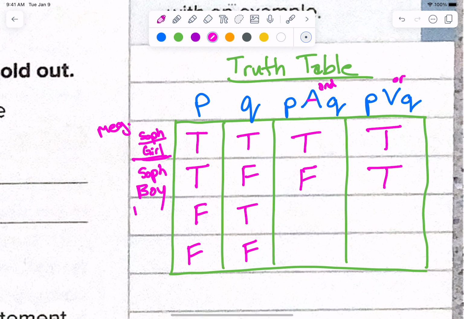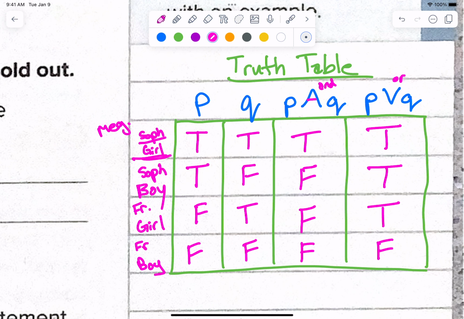Okay. Now this would be like, let's say freshman. Megan is a freshman. And then statement Q would be Megan is a girl. Freshman and girl. So, is it true that Megan is a freshman and Megan is a girl? False. Is it true that Megan is a freshman or Megan is a girl? True. Okay, and then let's go freshman and boy, which both are false, right? Megan is not a freshman, Megan is not a boy. So, is it true that Megan is a freshman and a boy? False. Is Megan a freshman or a boy? False. Okay, so this is how this works.